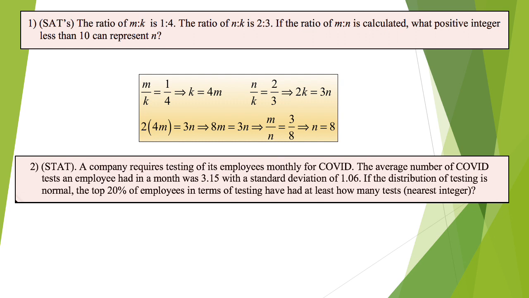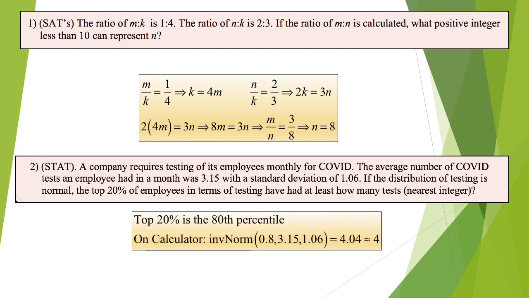Problem 2 is an AP Stat problem. A company requires testing of its employees monthly for COVID. The average number of COVID tests an employee had in a month was 3.15, with a standard deviation of 1.06. If the distribution of testing is normal, the top 20% of employees in terms of testing have had at least how many tests, to the nearest integer?